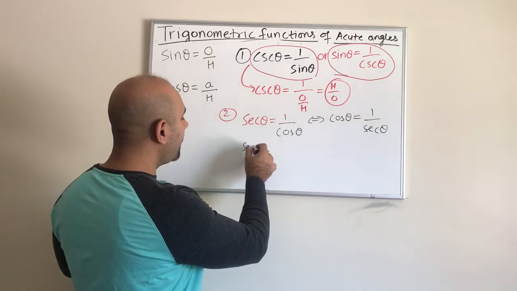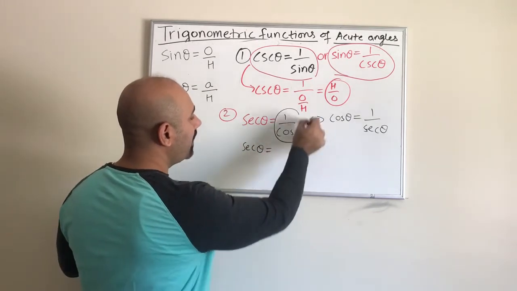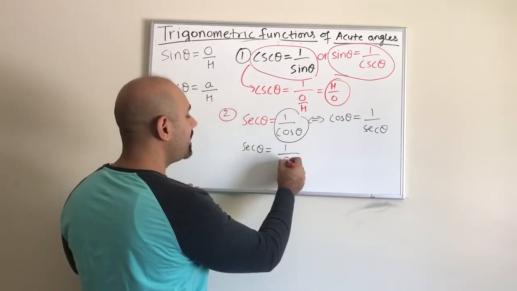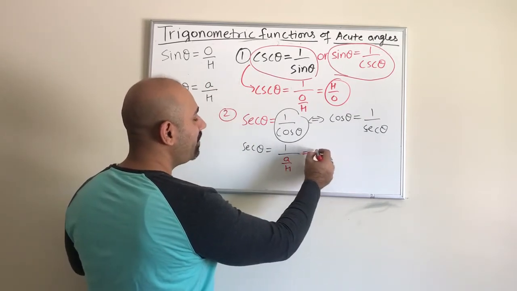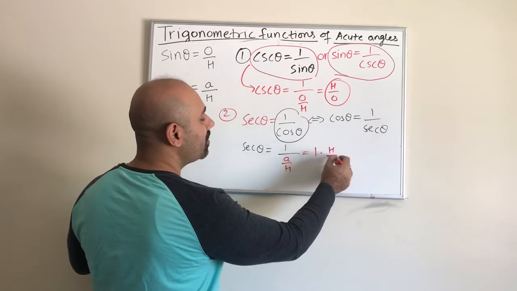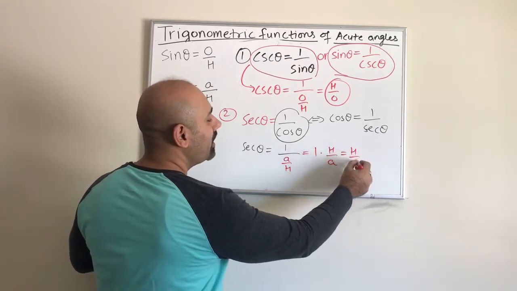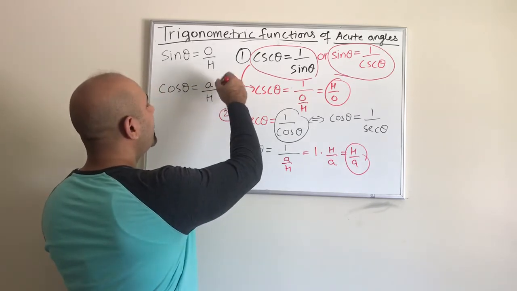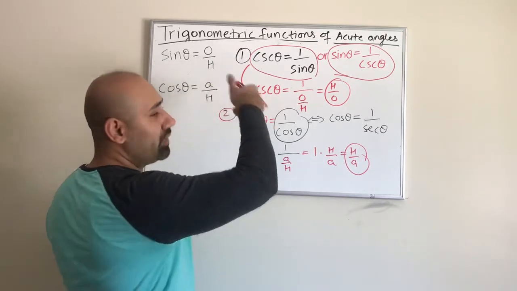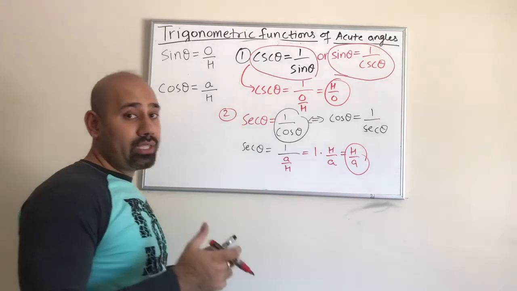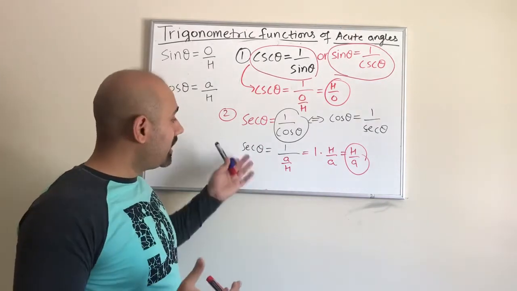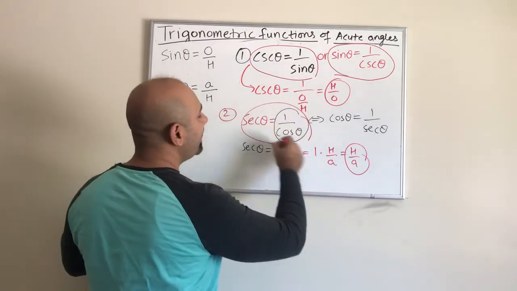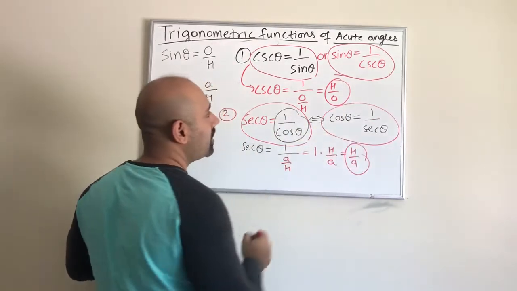Now if I have to figure out the secant theta from this formula, it's going to be 1 over the ratio cosine theta. I already know that cosine is a over h, and if I simplify this, it's going to be 1 times h over a, and that is h over a. That is hypotenuse over adjacent, and to get the secant, the reciprocal means you just have to flip the ratio. h comes upstairs and a goes downstairs, and that's the same thing you can see from doing this. So this is the other identity that one should remember.